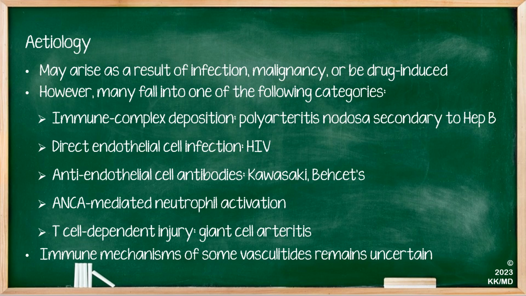And the next form is due to an antibody called ANCA, and so you get ANCA-mediated neutrophil activation, and this is seen in the ANCA-associated vasculitides, which we will do an episode on in the coming weeks, and T-cell dependent injury, and an example of this is giant cell arteritis. It's important to remember that the immune mechanisms of some vasculitides, particularly some of the rarer ones, does remain uncertain.